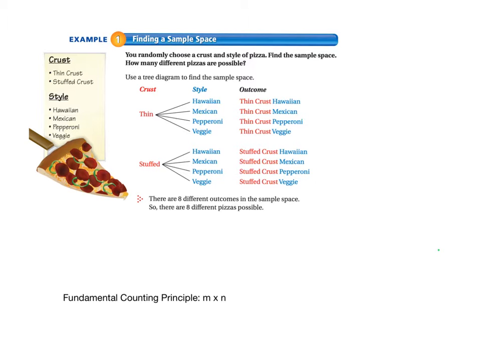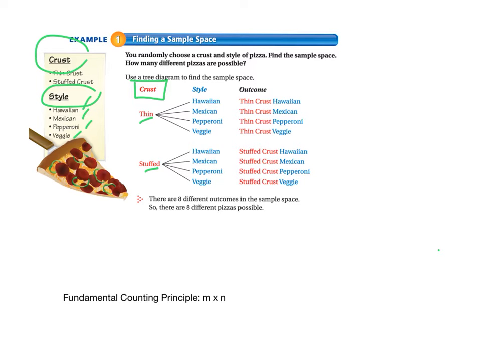All right, so in this case, we've got two different possibilities happening. We are going to be able to choose a type of crust in this problem and a style of pizza. So as you can see here, we can either have a thin crust or a stuffed crust. So this is my first event, is type of crust. I also have a style of pizza. These are my toppings. Apparently I can choose between Hawaiian, Mexican, pepperoni, or veggie.